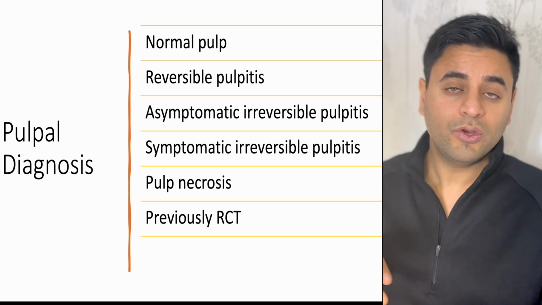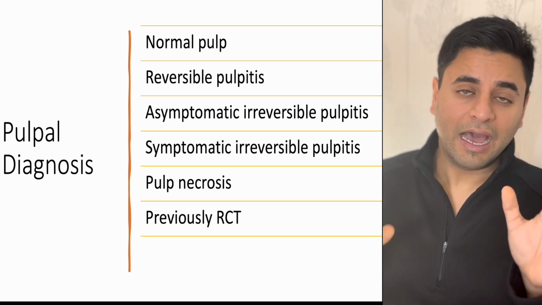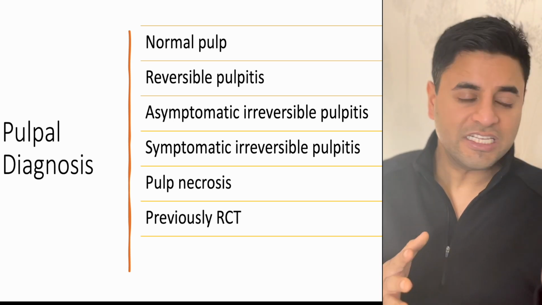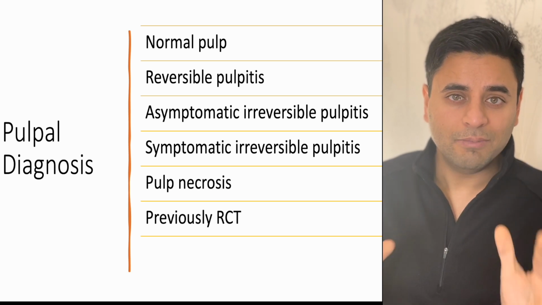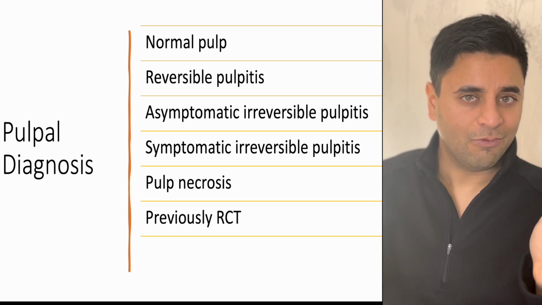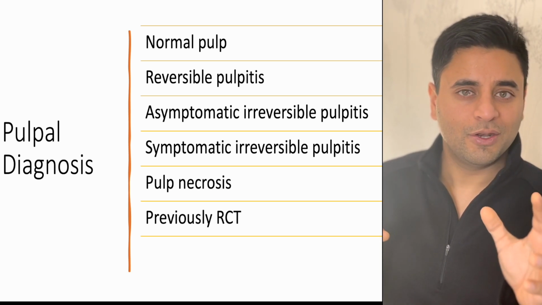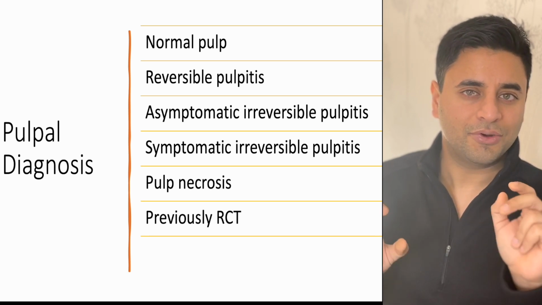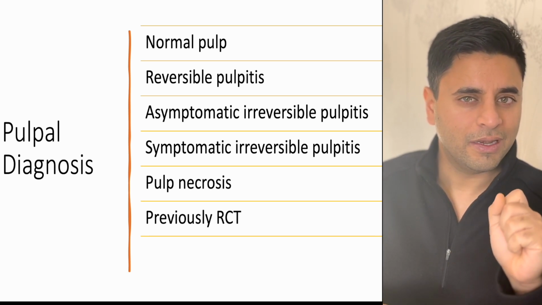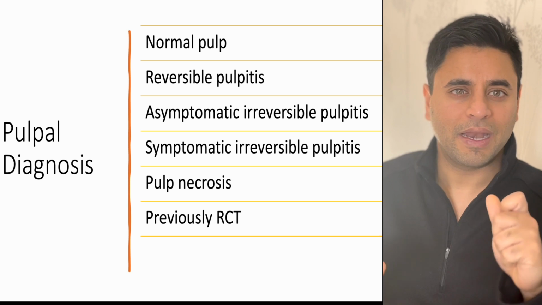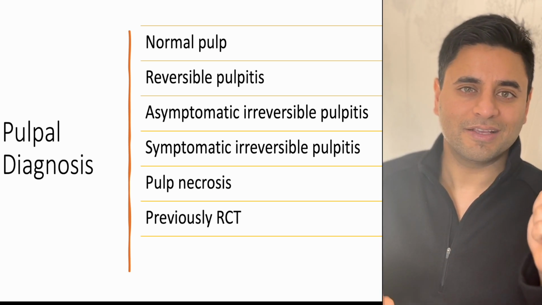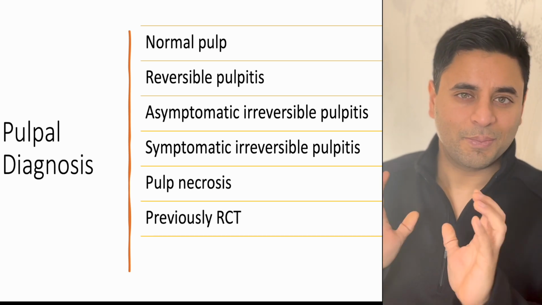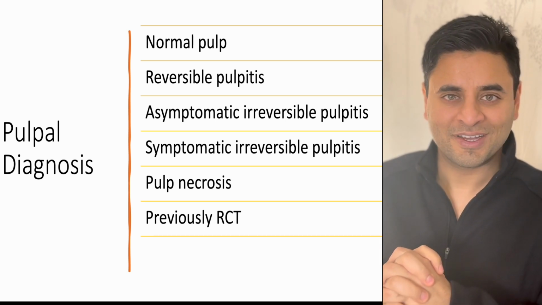Now I'm going to create one big table, and I will try to explain all these pulpal diagnoses using one table. And I'm sure that by the end of that one video, one lecture, you will know how to correctly answer any question which will trick you between reversible or irreversible pulpitis, asymptomatic or symptomatic irreversible pulpitis, or necrosis. All those things will be covered in the next video. Let's check that out.